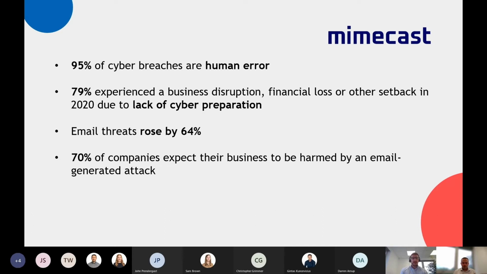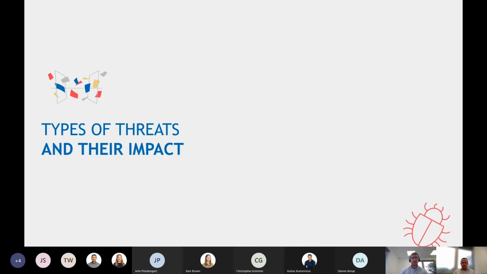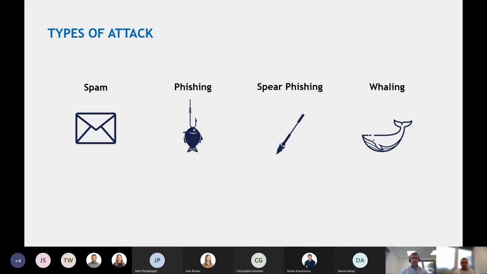70% of companies expect their business to be harmed by an email-borne attack. Again, high expectation from businesses to be harmed, so it's vital to have an email security solution in place. And again, I think all of these show that cyber security is key, and protecting against it is also important. So let's move on to some types of attack and their possible impacts.